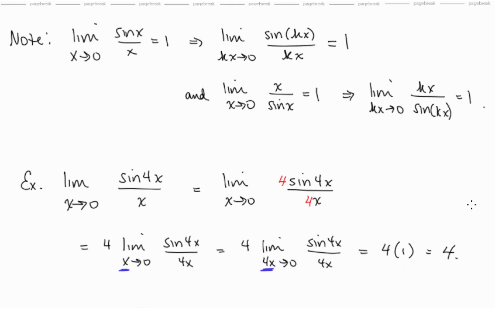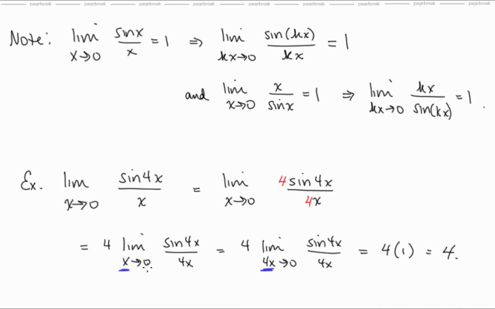So when we have something like the limit as x goes to 0 of sine 4x over x, it's not exactly the original limit, and it's not exactly this version with kx, so we need to manipulate it into this version. We want this to say sine of 4x over 4x, and have the limit as 4x goes to 0. So let's multiply in by a 4 over 4. Now we have sine of 4x over 4x, and this 4 can come outside the limit.